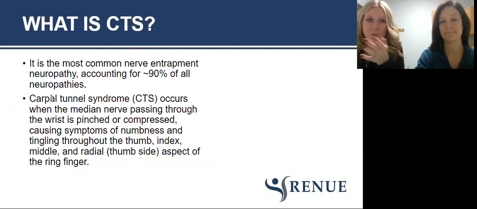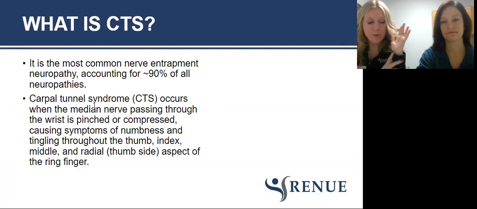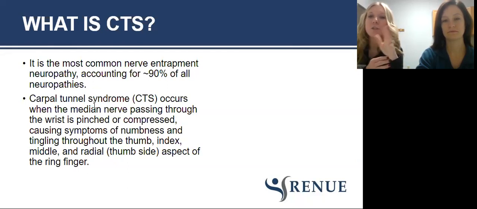So what is carpal tunnel syndrome? Carpal tunnel syndrome, it's pretty common. It accounts for 90% of all neuropathies. It occurs when that nerve that goes through that carpal tunnel, which we talked about previously, becomes pinched or compressed, and it causes those symptoms of numbness. It usually radiates into the thumb, the index, the middle, and then that thumb side of that ring finger. And so it's letting you know that something mechanically wrong is going on in this area. And so it wants to be unsquashed. And so usually if you change your wrist positioning, the symptoms kind of go away.